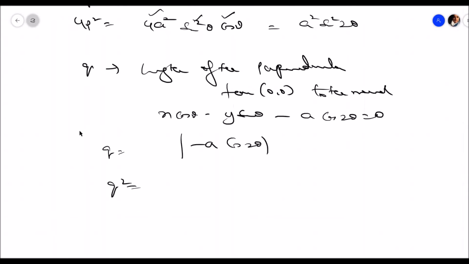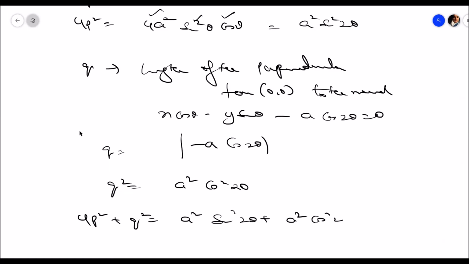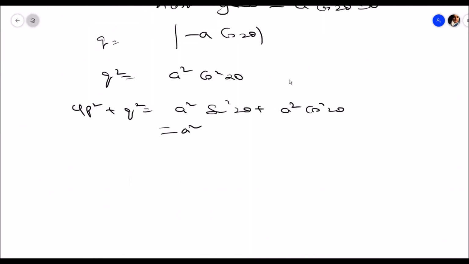Okay, and what is q square? It will be a square cos square 2 theta. And you're supposed to find out 4p square plus q square, which is nothing but a square sine square 2 theta plus a square cos square 2 theta, which is simply equal to a square, right? Therefore, that's the final result, that is 4p square plus q square is equal to a square.